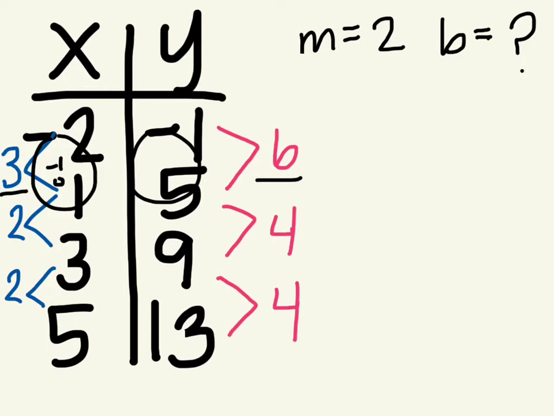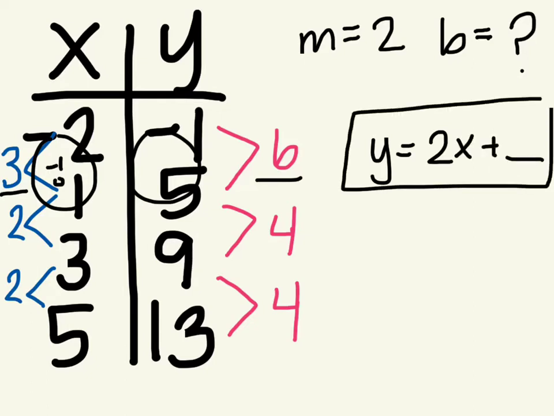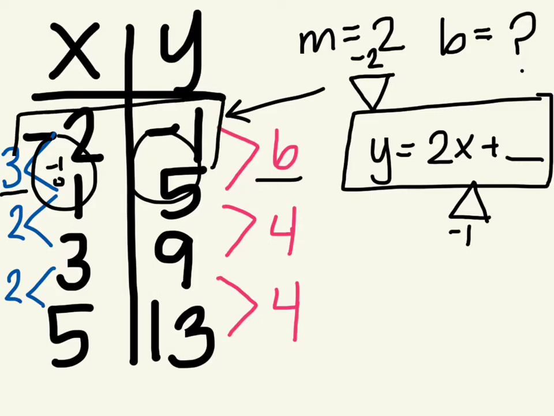So far, my equation is y equals 2x plus some number. And if I create my function machine, I know that whatever my input is and whatever my output is, it's a value that comes from this table. So let's just use -2 and -1 from my first coordinate pair in my table. So I know -2 goes in the machine and out of it comes -1.